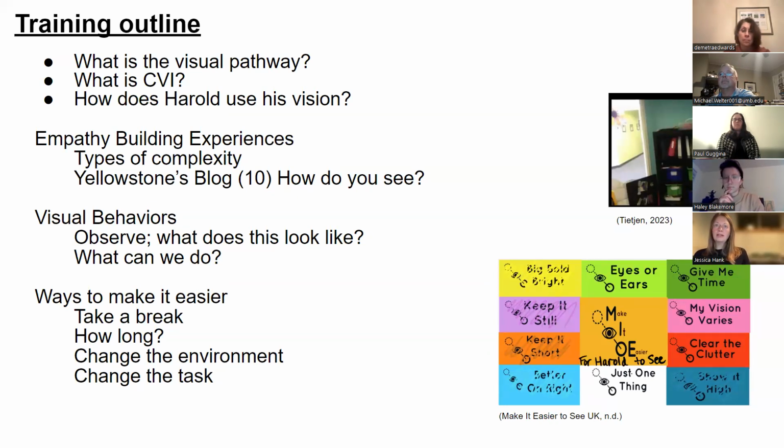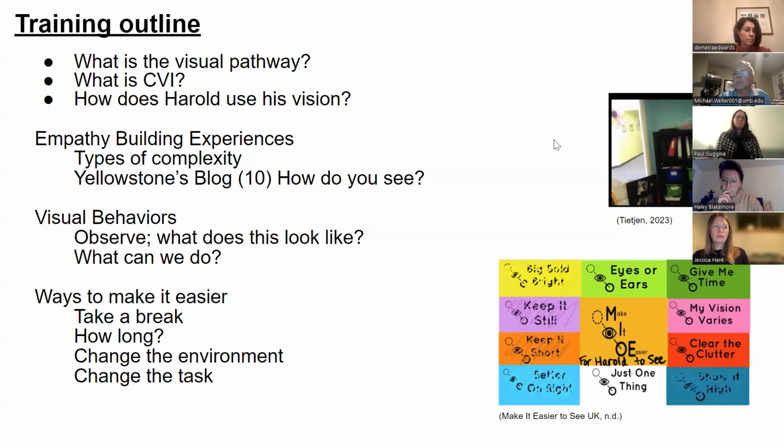This is an outline of the training that we will provide to the entire team. First, we will talk about a common understanding of how the visual system works. Then we will talk about what a disruption to the visual pathway or a diagnosis of CVI is. Lastly, we will talk about how Harold's CVI manifests in the classroom and how we observe this. We want to build a common goal with the team by facilitating empathy-building experiences.